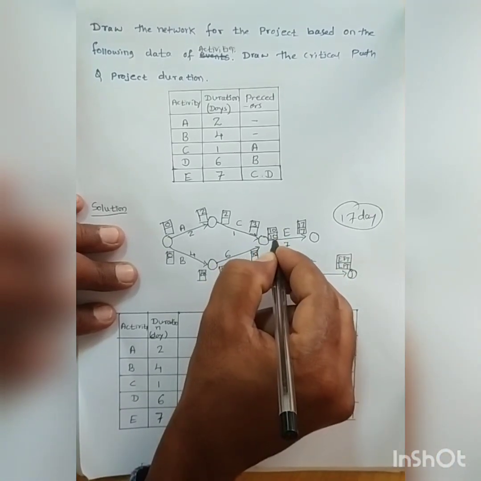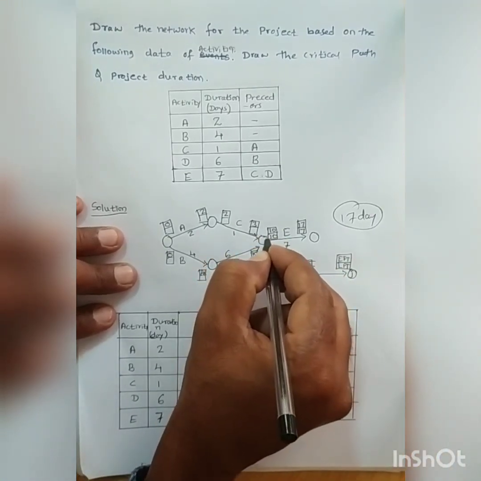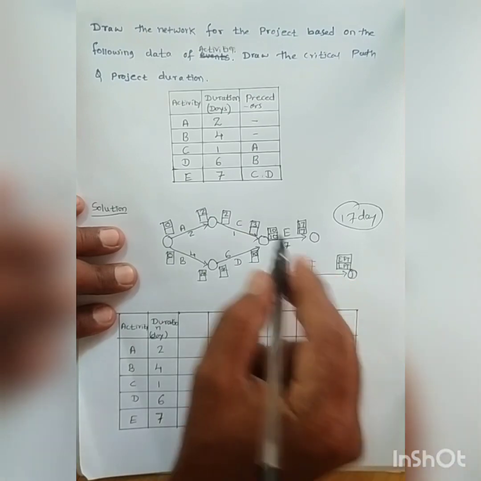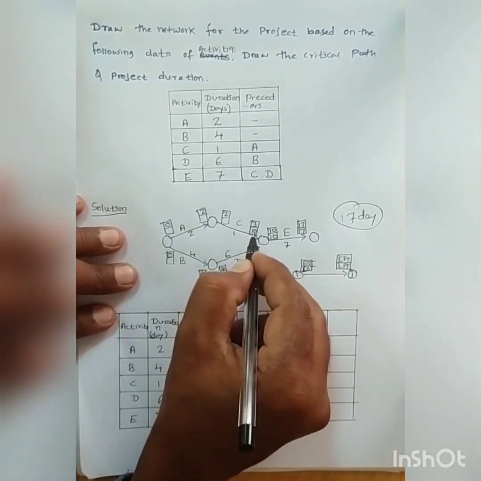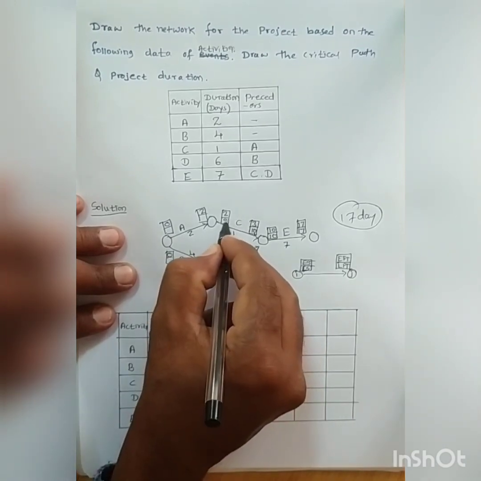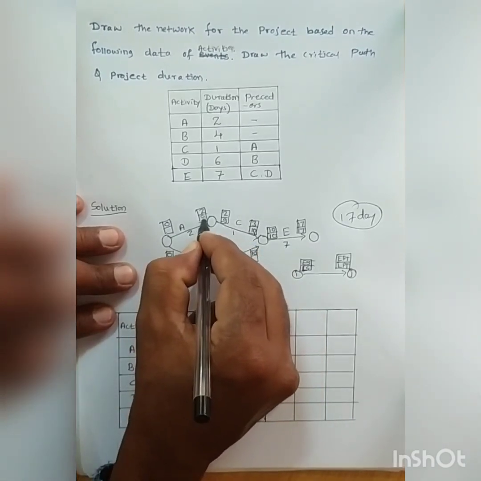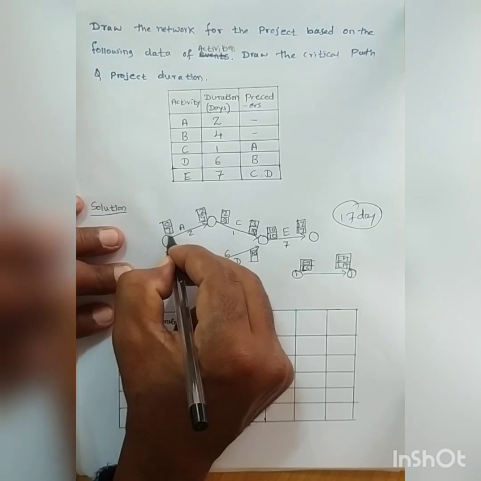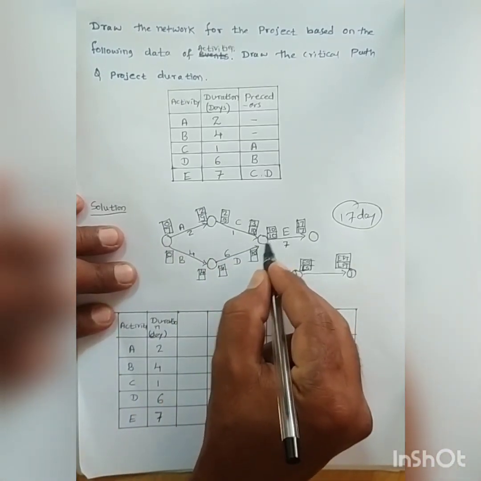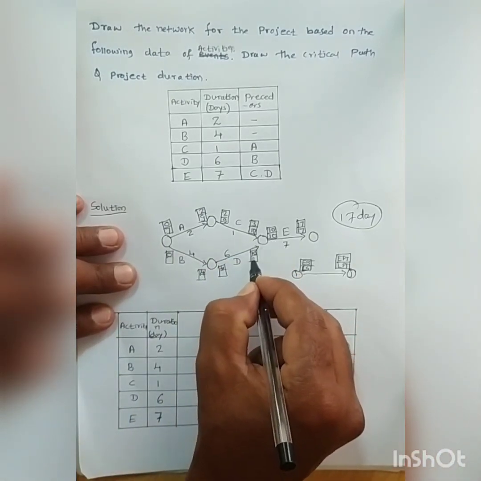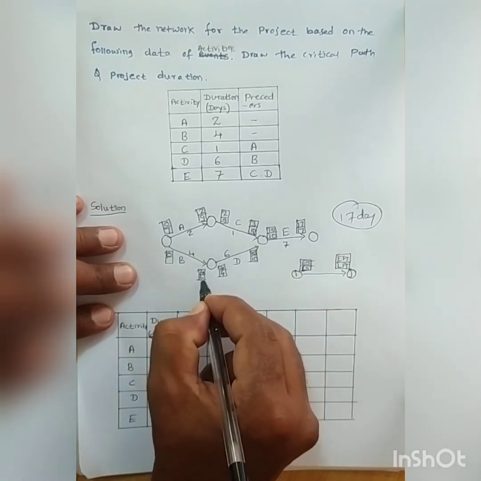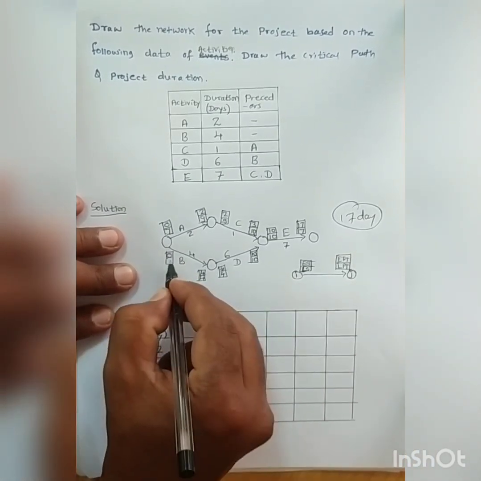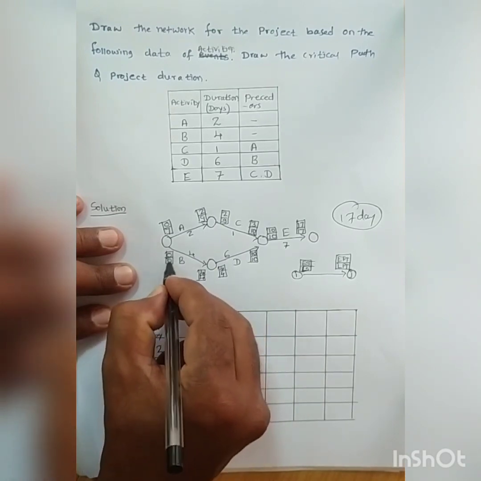Next, the latest finish time of activity C is 10, and its start time is 10 minus 1, 9. For activity A, 9 minus 2 is 7. Next, for D the latest finish time is 10, and 10 minus 6 is 4. Then 4 minus 4 is 0.